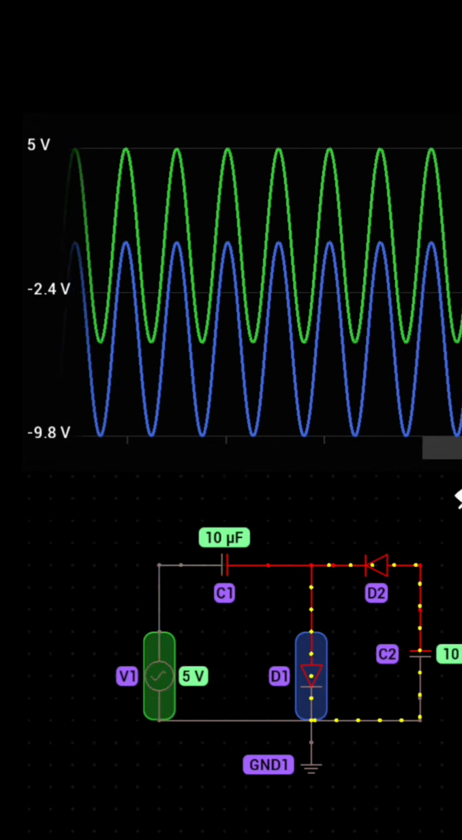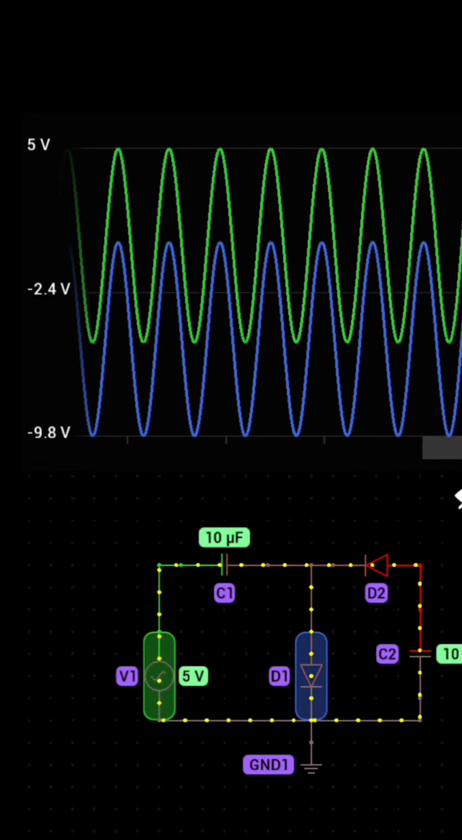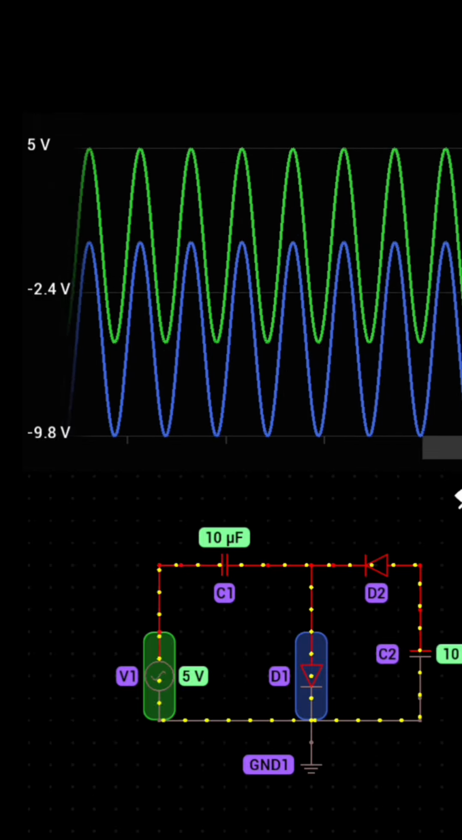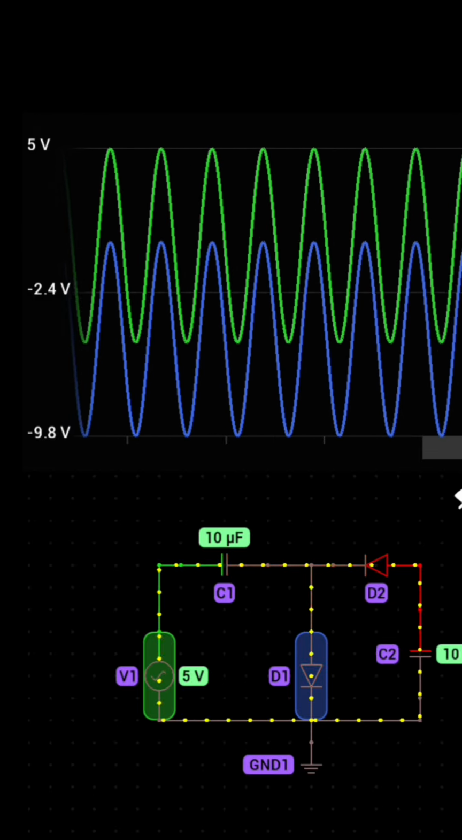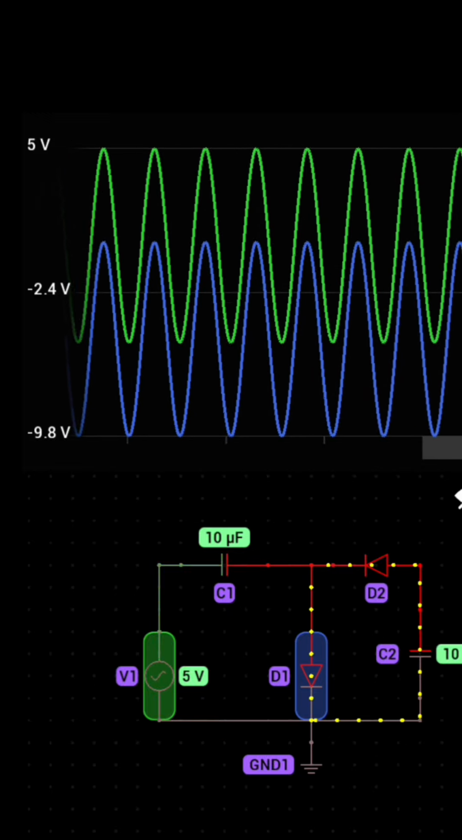A voltage doubler circuit uses diodes and capacitors to take an AC voltage and increase the peak voltage at the output. This circuit doubles the input voltage. It starts with an AC voltage source. Let's assume a 5-volt AC source.